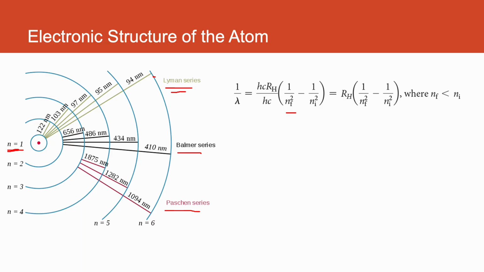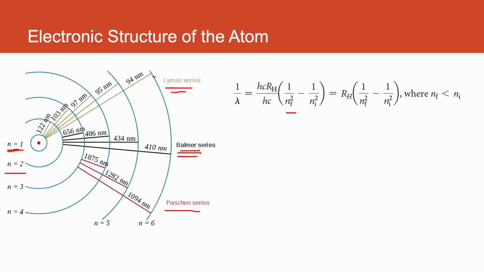Okay? The Balmer is the famous one, because it's within the visible range, 400 to 656 nanometers. Its final nf is 2. So if an electron moves back to n equals 2, then that electron would produce light within the visible range. So it's the Balmer series, okay?